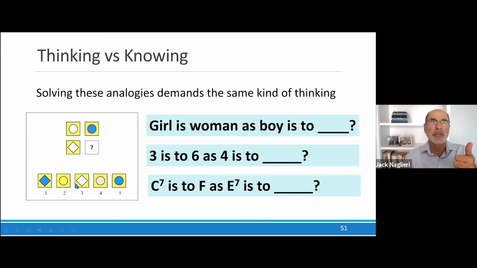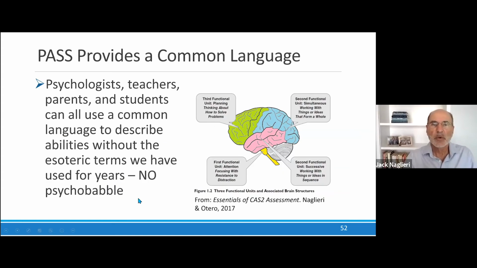Same thing is true with information, similarities, arithmetic, vocabulary, the phonological tasks that are in the Woodcock-Johnson, and so on and so forth. That's why I'm so adamant. You cannot measure thinking unless you take the knowledge out of it. What we have with PASS is a common knowledge in plain English that you can explain to the most important person, the student you assess, and the people that work with that student. And if you have the luxury of working with that student, that's even better.